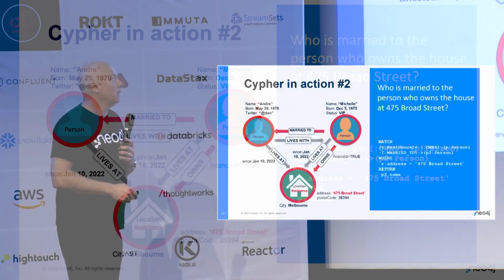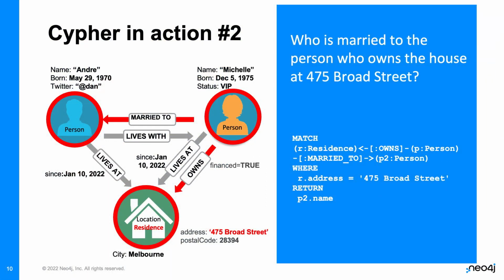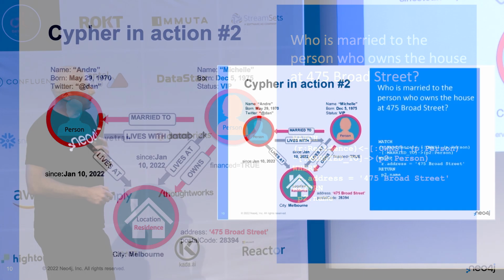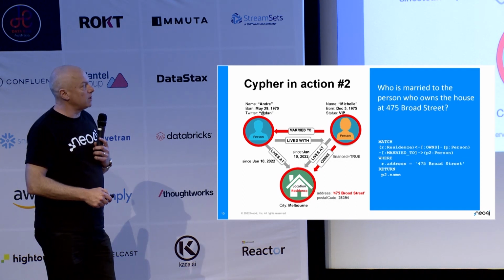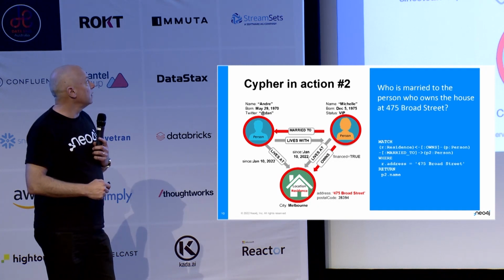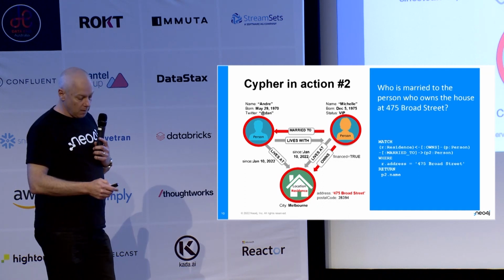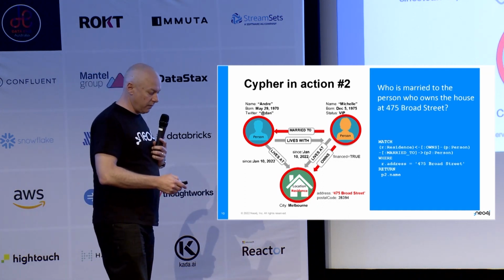Just to extend on that, who's married to the person who owns that house? The query gets a little bit more complex. Same query, just a little bit more information. We say, referencing the married to relationship to this other person with P2, and we return P2.name, and this is giving us this person, Andre, who's married to Michelle, who owns the house. Right, so there's some basic examples of Cypher in action.